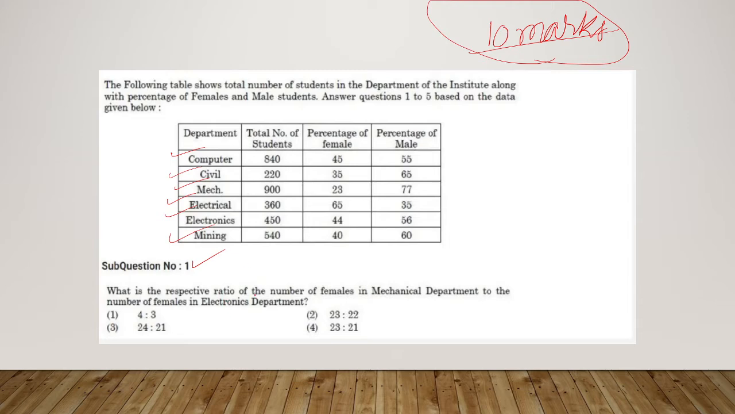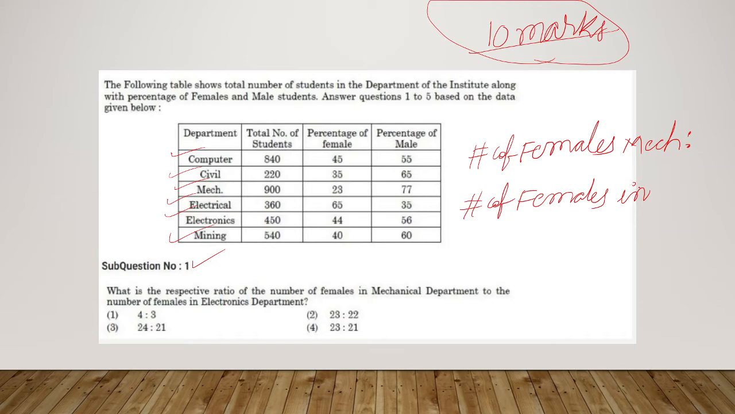What is the ratio of the number of females in mechanical to the number of females in electronics? Okay, don't get confused here. Electrical is there, electronics is also there. We have to find the ratio between females in mechanical and females in electronics.